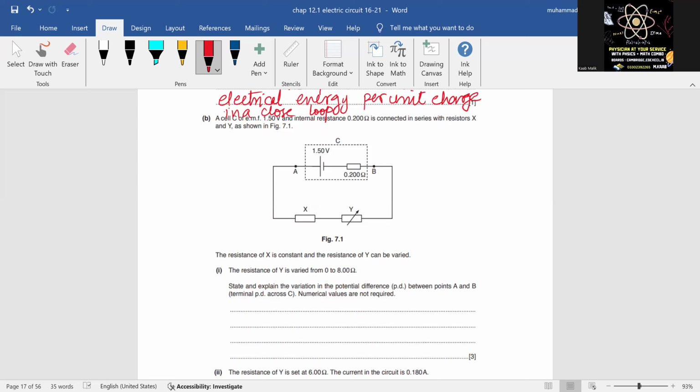So as you increase the resistance, the potential drop should be increased, right? Because if you use V equals IR, when you increase the resistance value, the current goes down. If the current goes down, the voltage drop across the internal resistance will also go down. So there will be more voltage across A and B, right?